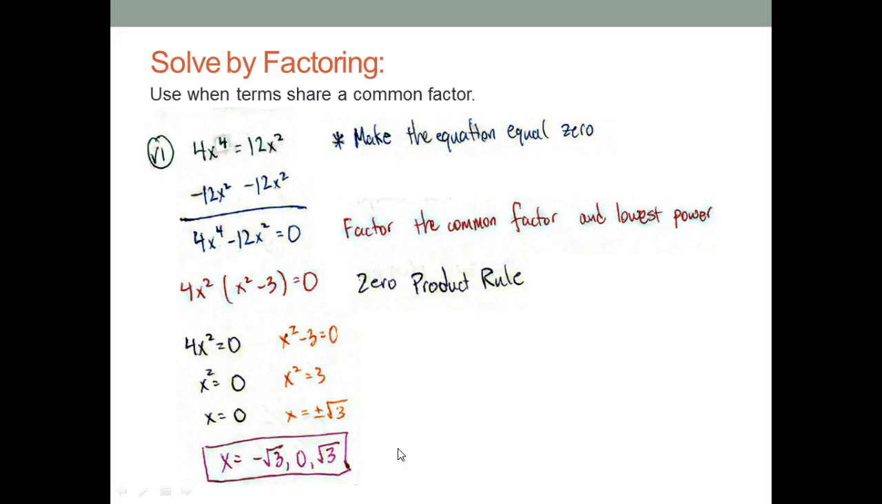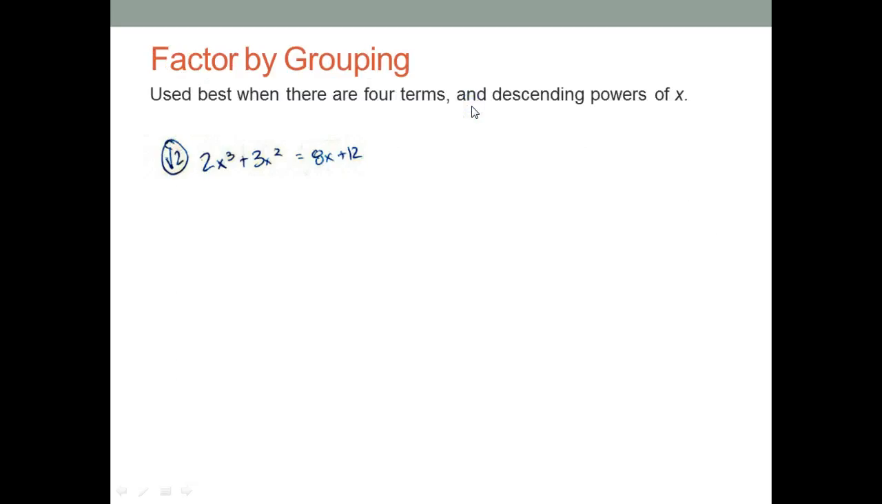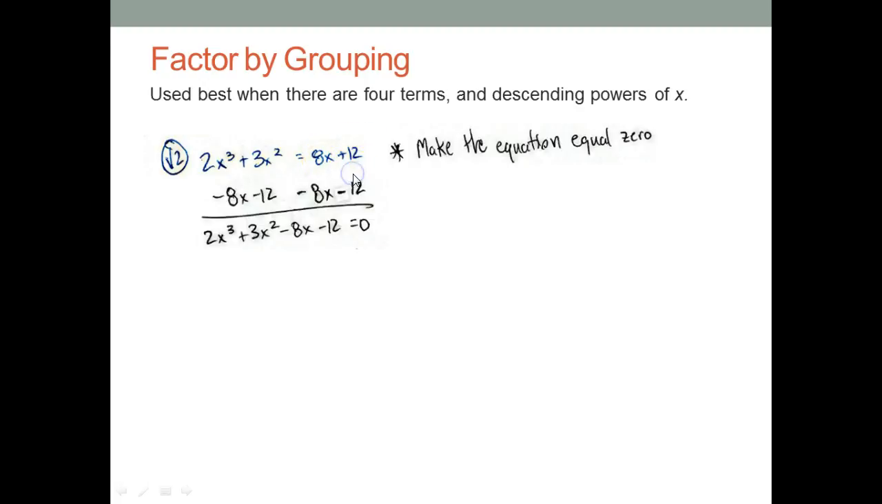So while this problem looked a little bit more complicated, the key was I use factoring when I see the terms share a common factor. So when I factor by grouping, it's used best when there are 4 terms in descending powers of x. So if you look at this problem, yeah, there's an equal sign in the middle, but I've got x cubed plus x squared, and I have an x, and I have no x at all. So I'm going to make the equation equal 0. This is going to be a recurring theme in a lot of what you see me doing for this section.